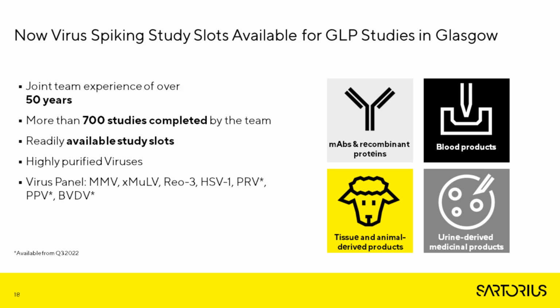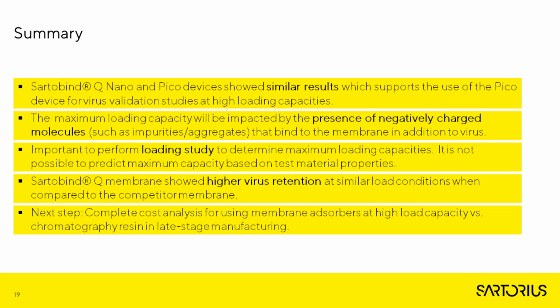Our current virus panel consists of MMV, XMuLV, Reo3, HSV1, and after the 3rd quarter of this year, we will have PRV, PPV, and BVDV.